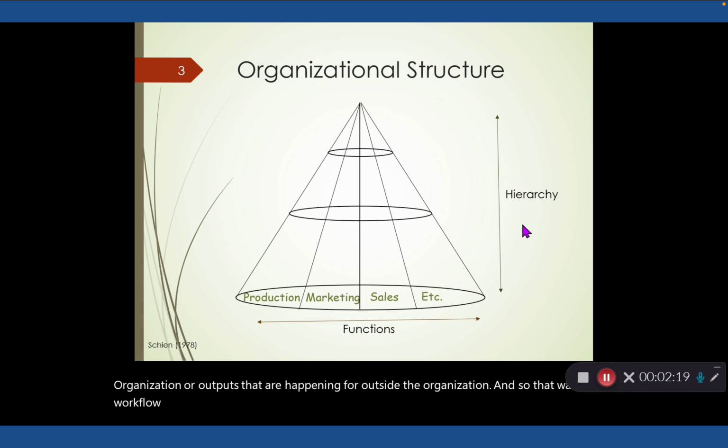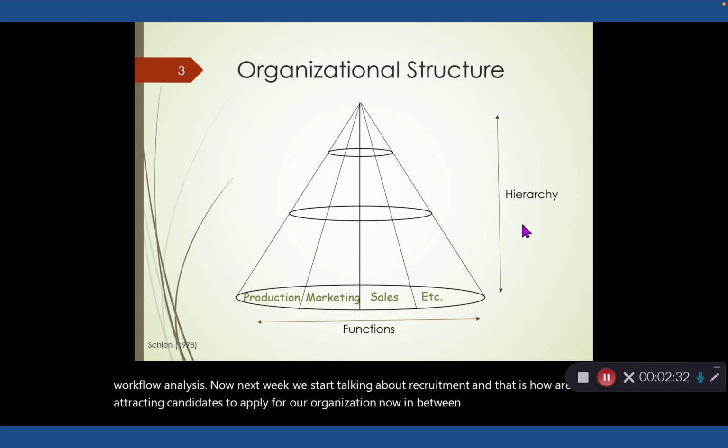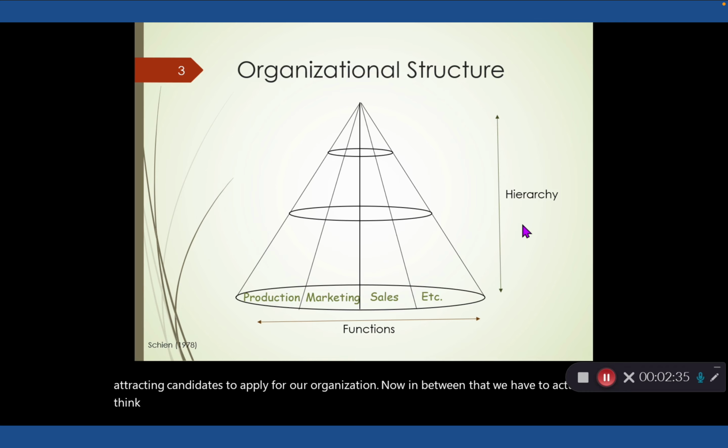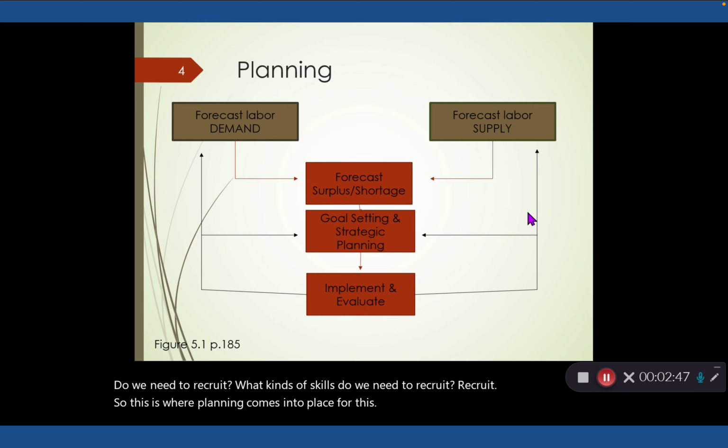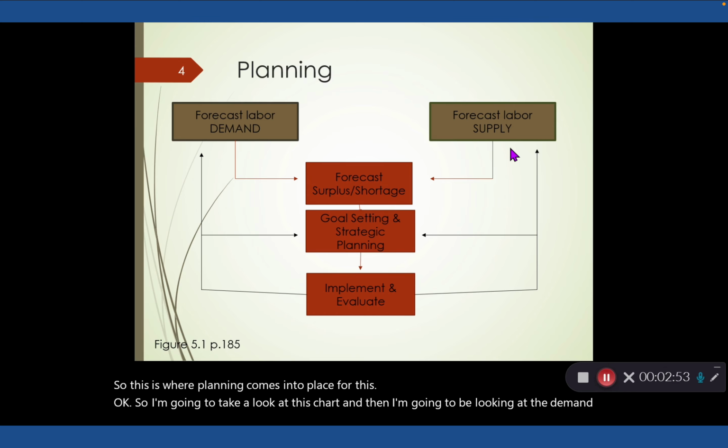Now, next week we start talking about recruitment, which is how we are attracting candidates to apply for our organization. In between that, we have to actually think about: do we need to recruit? What kinds of skills do we need to recruit? So this is where planning comes into play. I'm going to take a look at this chart, and then I'm going to look at demand and supply in more detail.